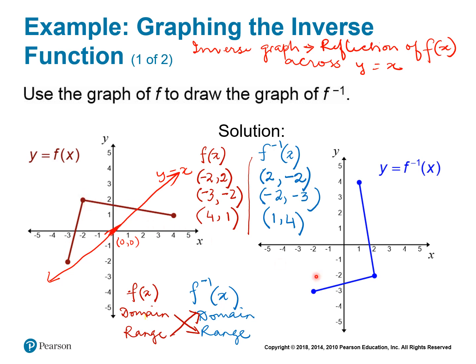So this blue point here in the fourth quadrant is a reflection of this point. This point here in the third quadrant is the reflection of this point across the y equals x line, and 1, 4 is a reflection. This point here is a reflection of this point across the y equals x line.